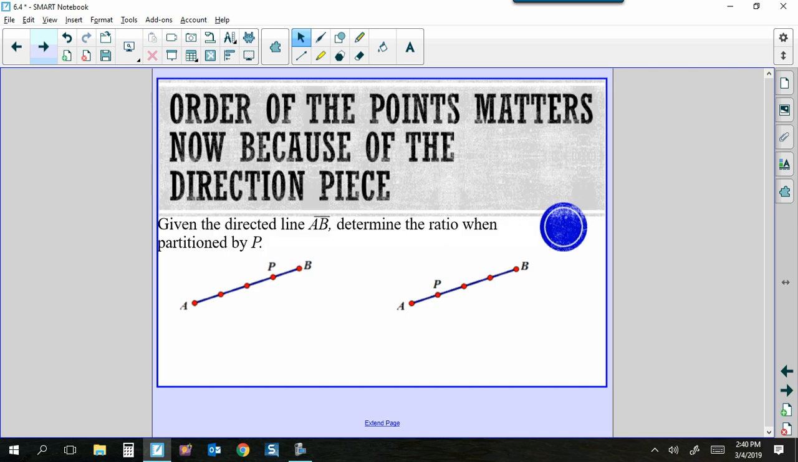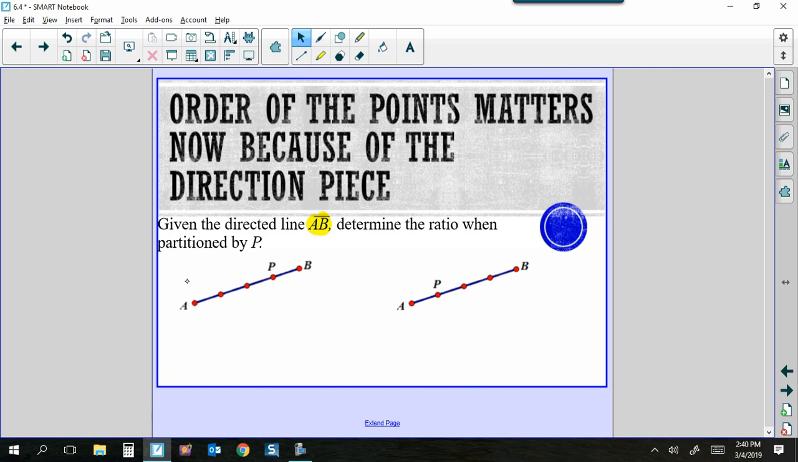Looking here, this is what Mrs. Netz was talking about. So far, when we talked about line segments, it didn't matter how we named it as long as we used the two endpoints with a little dash over the top. Now that we're talking about direction, we have to go in the order that the letters are named. We're told to look at segment AB, so our initial point has to be A and our terminal point has to be B.